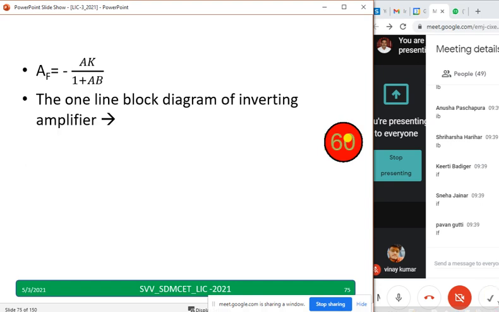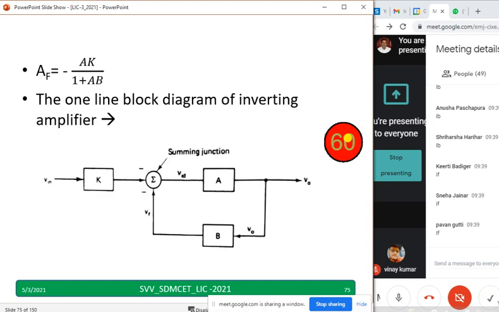The one line block diagram of an inverting amplifier, how we can write. And these things you are studying in depth in your control engineering. So it is in series, it is a multiplication K, and it is a feedback, you will get A by 1 plus AB into K. These things you have studied or may study in depth in control engineering. And we teachers find it difficult to correlate how control will come into the picture in LIC, how LIC comes into the subject of control engineering.